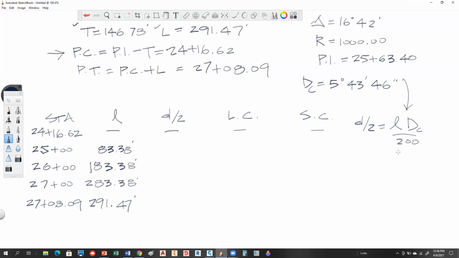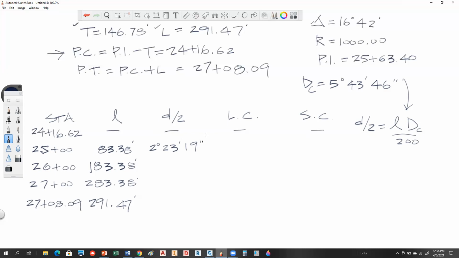We're going to take 5 degrees, 43 minutes, and 46 seconds divided by 200 times my L value, and let's see what we get. I'm going to use the first L, 83. Okay. You guys let me know what number you got. 223.19. 223.19. That's what I agree with. That's good. Anybody else that's doing this? That's what you should come up with.